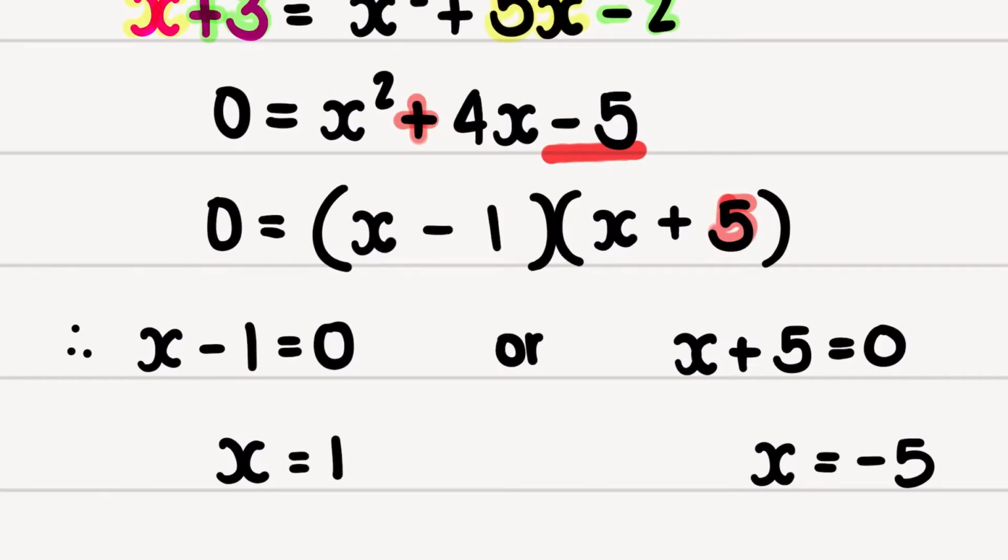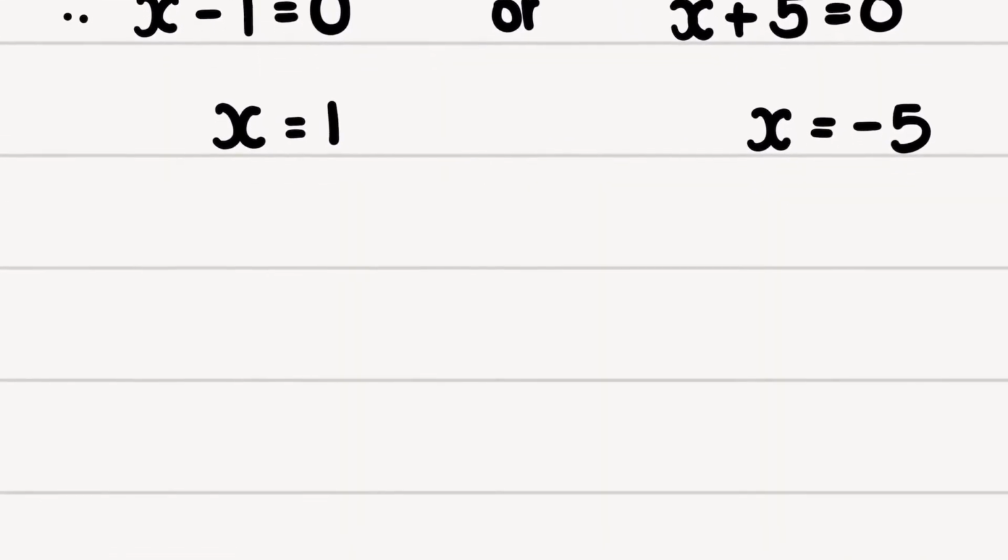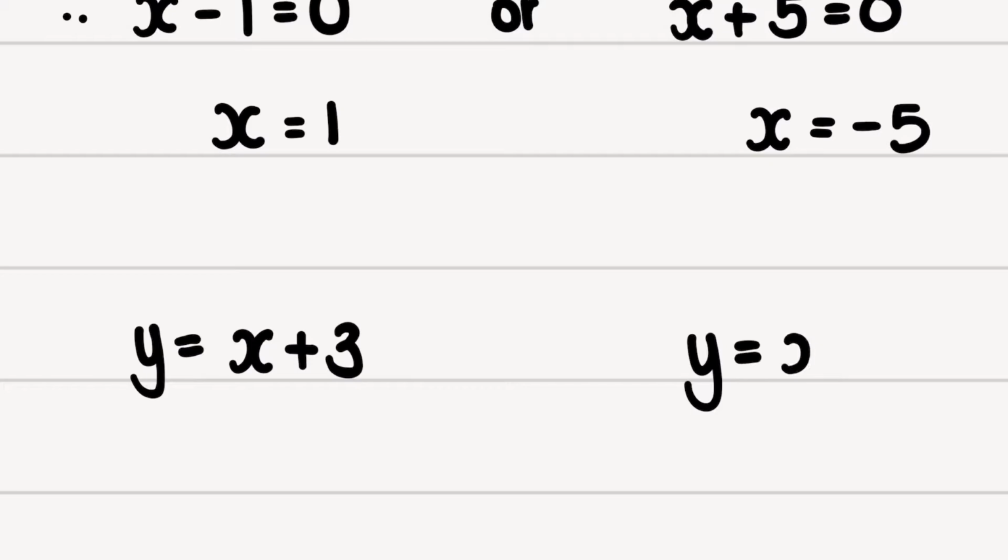Now, simultaneous equations, I could substitute these two x values into either of the two equations. However, I'm going to substitute into the easier of the two equations. So that is y equals x plus 3. I'm going to do that twice for each of the x values.